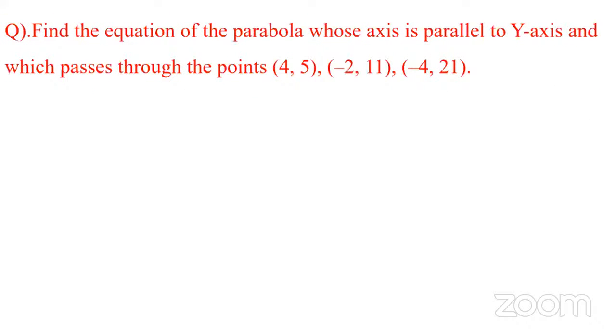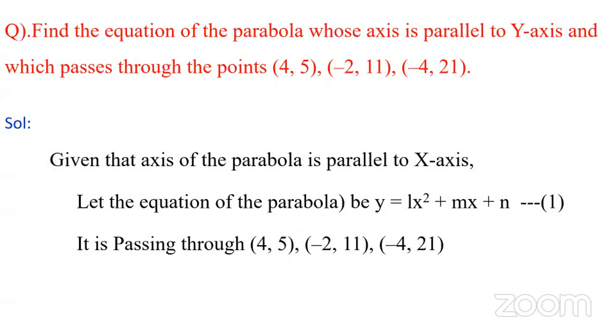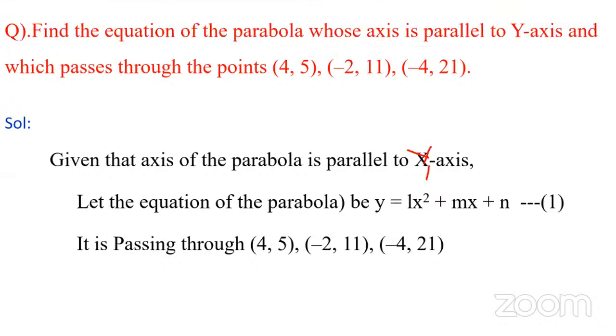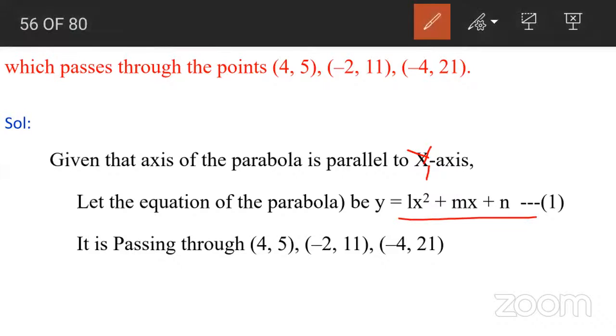With respect to y, find the equation of the parabola whose axis is parallel to the y-axis, which passes through the points (4, 5), (-2, 11), (-4, 21). Similar to the above problem, where we took x equals Ly square plus My plus N for the axis parallel to the x-axis, now for the y-axis, y equals Lx square plus Mx plus N is equation number 1, and it passes through the points (4, 5), (-2, 11), (-4, 21).